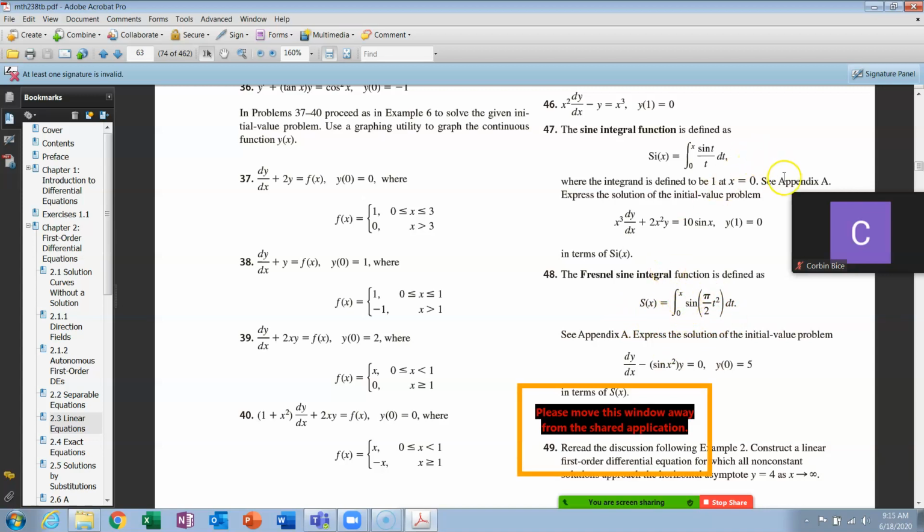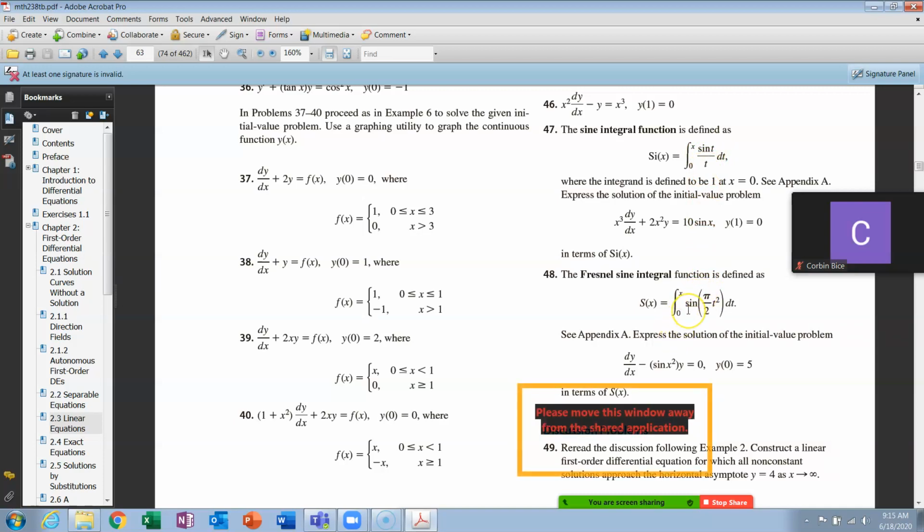They say see Appendix A. I think that means that's where they're derived. If you want to go to that extent, you can. But here's the Fresnel sine integral function. In fact, it looks fairly different. The limits are the same, 0 to x. Sine's in there, but this is sine t over t.